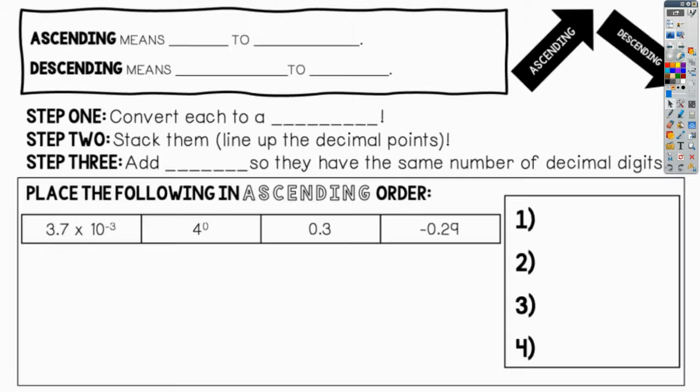What we're going to practice doing right now is we want to put them in ascending and descending order. Least to greatest, greatest to least. Ascending means you are going up, meaning you are starting at your lowest point and you're going to your highest point. So ascending means least to greatest. Descending is the opposite, starting at the top and going down. That's greatest to least.